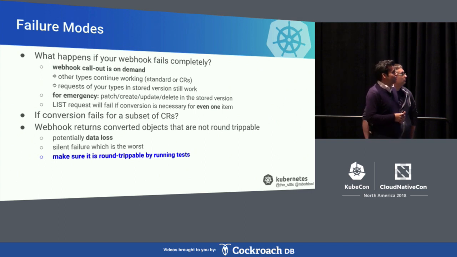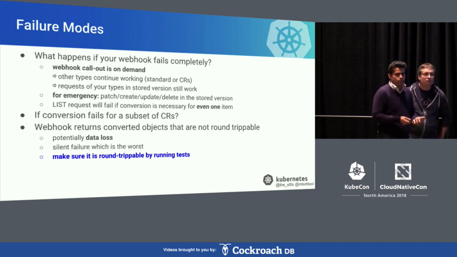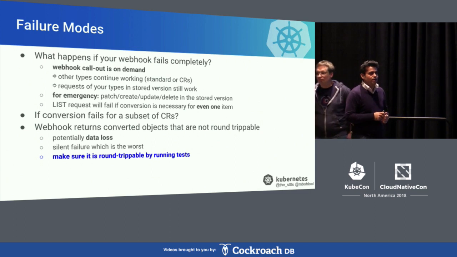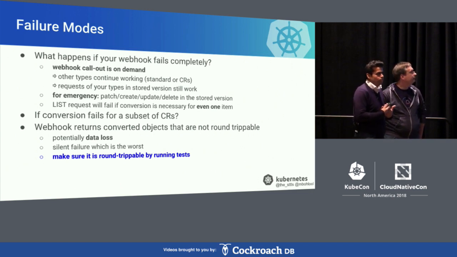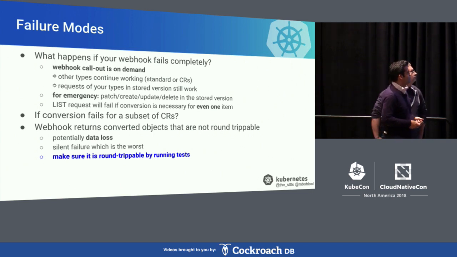And the last one is when the webhook returns a bad conversion. Here, it's something that is not round-trippable. And again, I'm putting stress on this because this is a failure that you don't see if something goes wrong. This is a logical failure. You don't see an error from kubectl or an API. Things seem to be working normally, but you will have data loss, users' data loss. So it's very, very important to run tests on round-tripability because this is not something that you can catch in production easily.